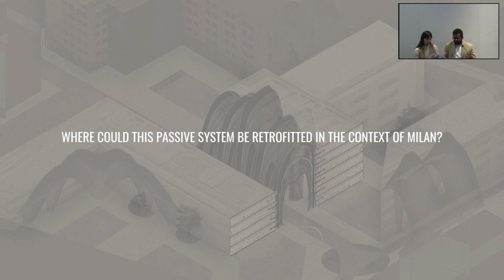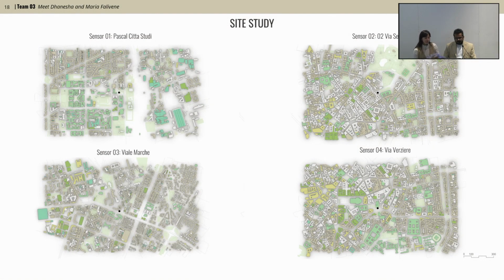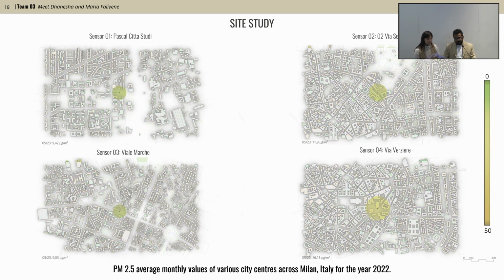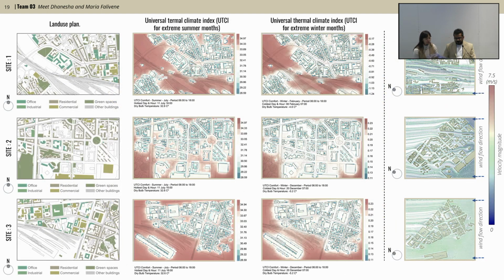So we questioned where this passive ventilation system could be retrofitted in the context of Milan. For this, 4 city centers with PM 2.5 census were selected, and the site with the highest values was shortlisted after analyzing the average monthly values for all further investigation. 3 zones across that city center were selected considering the land use and the UTCI values of extreme summer and winter months, and CFD analysis was employed to identify the worst-case scenario at the macro scale.